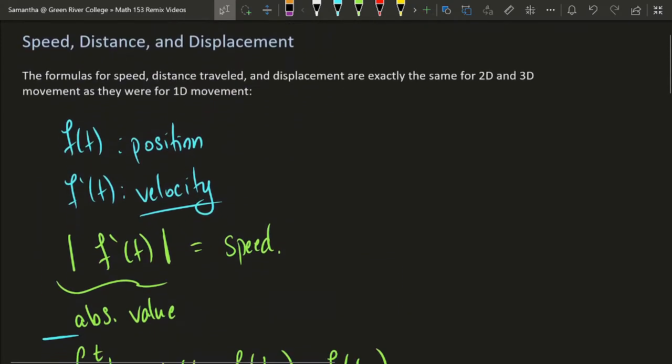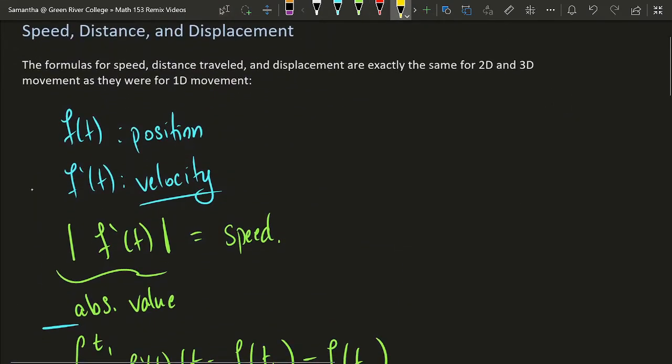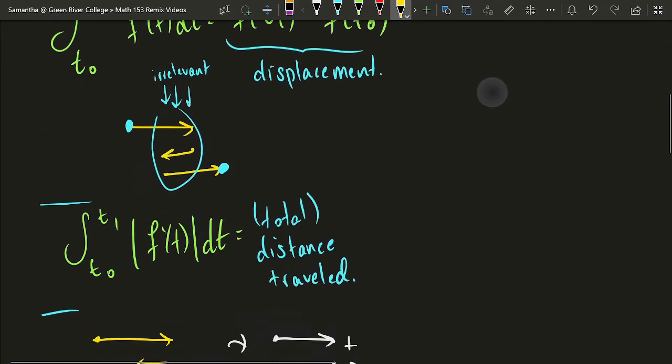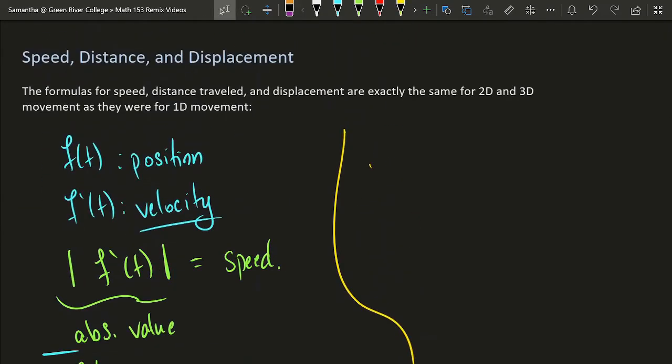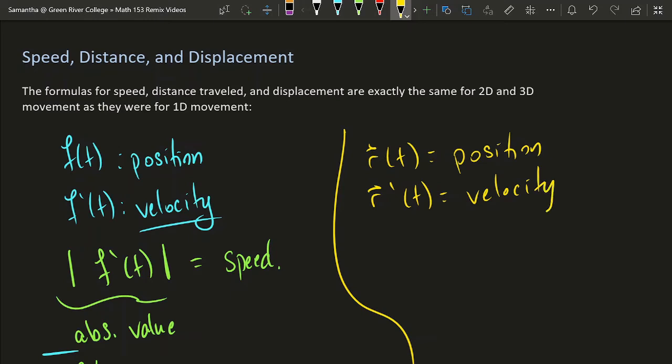Now, the formulas in two and three-dimensional space are extremely similar. If you're in two or three-dimensional space and your position is being represented by a vector valued function, then we know that the velocity can be found by taking the first derivative, and the speed can be found by taking the magnitude of the velocity.